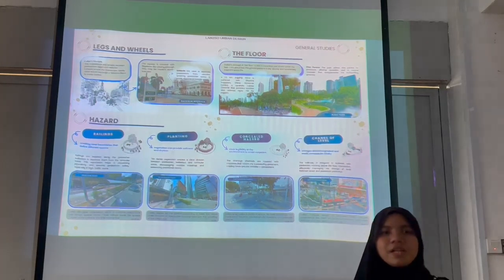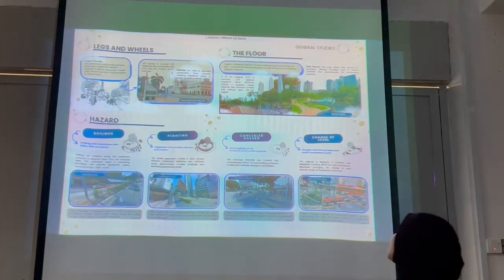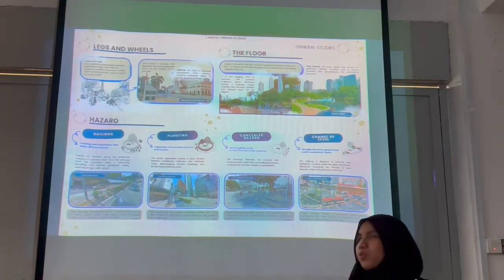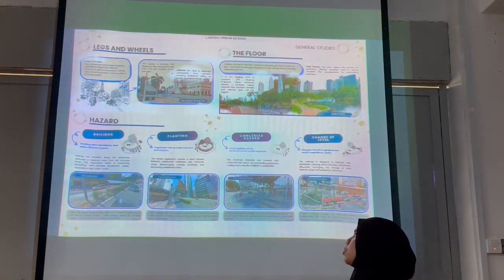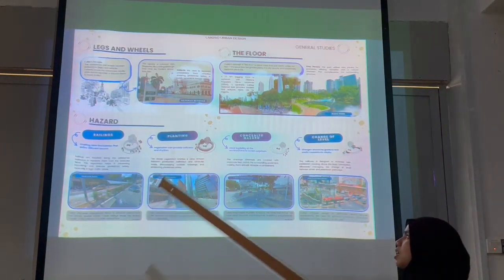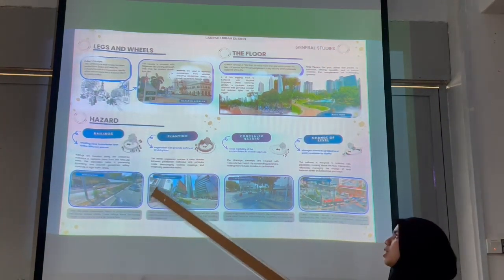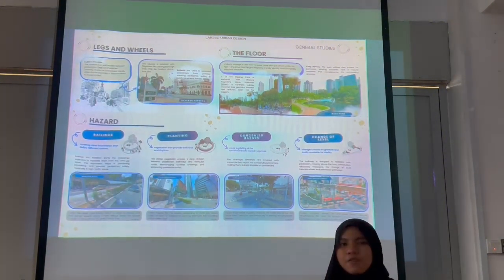Assalamualaikum, my name is Umairah and I'm going to continue for general studies. First one is legs and wheels. In Cullen's principle, the coexistence and tension between pedestrians, which is legs, and vehicles, wheels, shapes the townscape. Ideally, cities should separate or balance them to avoid conflict.